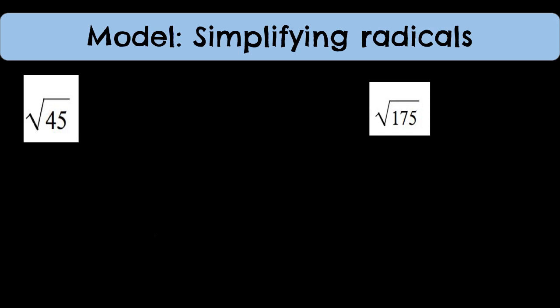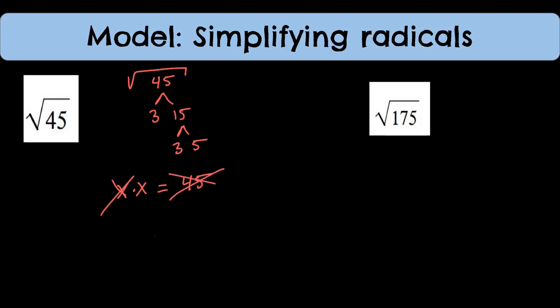So what we can do is take this value of 45 and break it down into its prime factors. Now I know that 45 breaks down into 3 and 15, and then 15 can break down even further to 3 and 5. Now what a square root actually does is it asks what number times itself gives you the value underneath the radical. Well, in this case, there is not one value that does that.